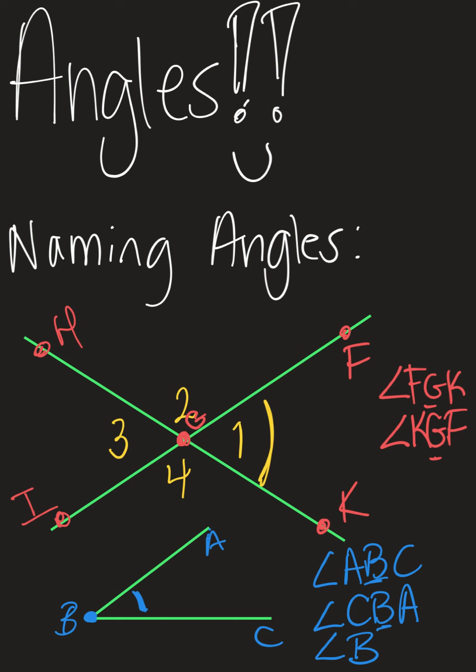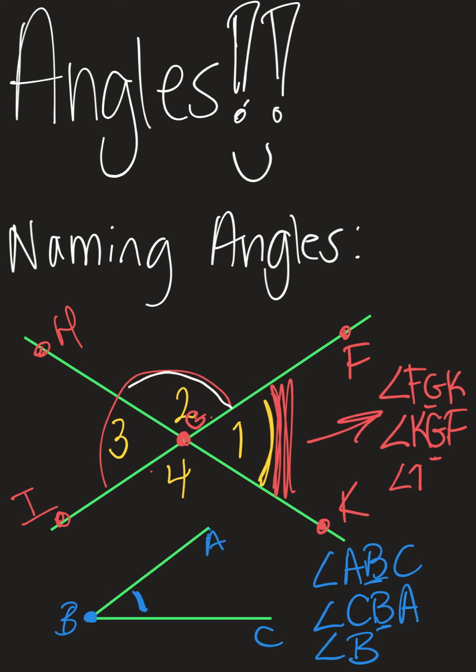I cannot call it angle G because there are a lot of different options for angle G, right? Does everyone see there's angle 1, angle 2, angle 3, angle 4. I could also include angle 2 and 3 together. That would have G as the vertex and so on and so forth, okay? So this angle right here, we could name it with those three letters, or I could name it angle 1, okay?